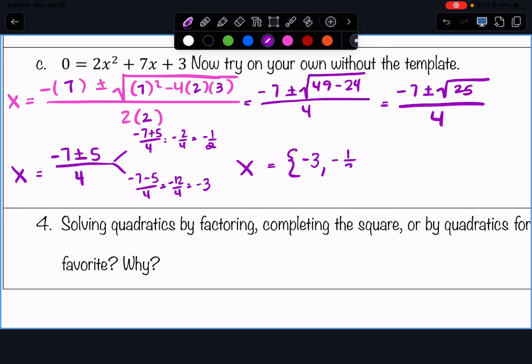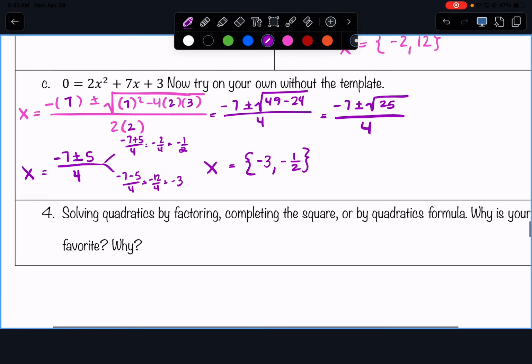So our answers should end up being negative 3 and negative 1/2. All right. So far, if you had to pick a favorite, and you have to, which would you pick? Factoring, completing the square, or this? Factoring. I like factoring too. I like the factor.